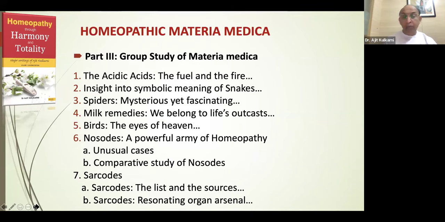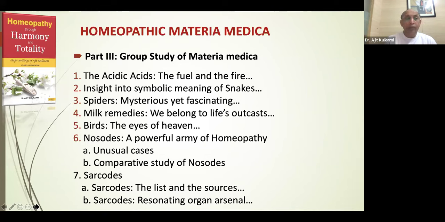Insight into symbolic meaning of the snakes. I presented through Absolute Materia Medica the doctrine of signature, what exactly snake represents. But here, this study is made more symbolic, more mythological. And I'm able to understand the snake in a far better way with this mythology. How mythology could be understood in a better way in terms of the remedy, or rather the remedy is understood through the mythology. Spiders, mysterious, yes, fascinating.